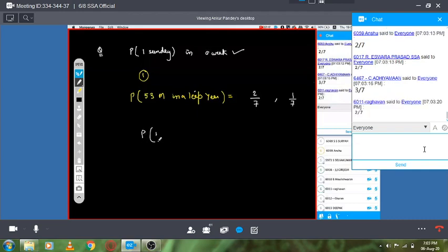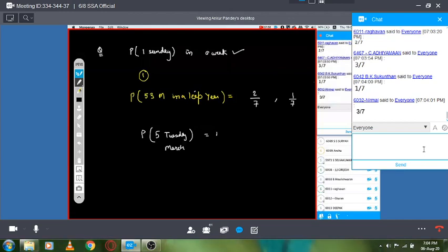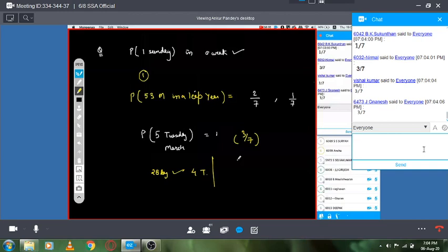What is the probability of getting 5 Tuesdays in March? Easy, 3/7, not 1/7, beta. See, for sure, for 28 days, there are 4 Tuesdays. The 5th Tuesday will be coming from the 3 remaining days. 3/7. Okay.